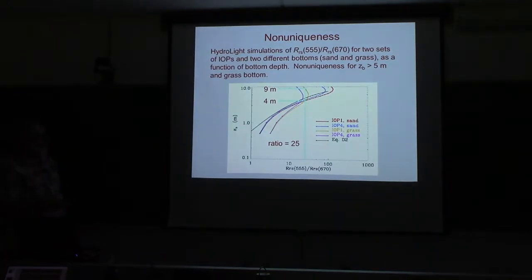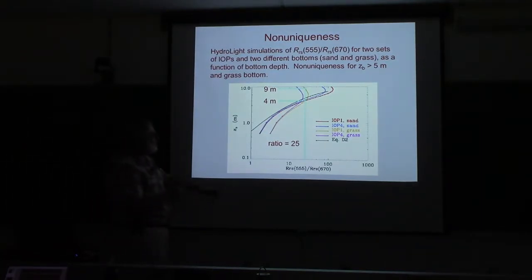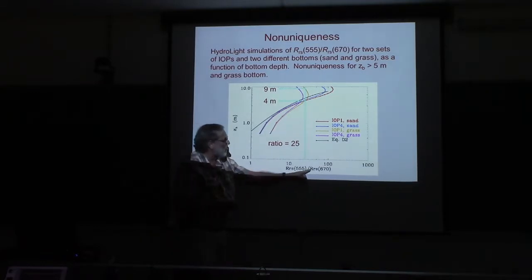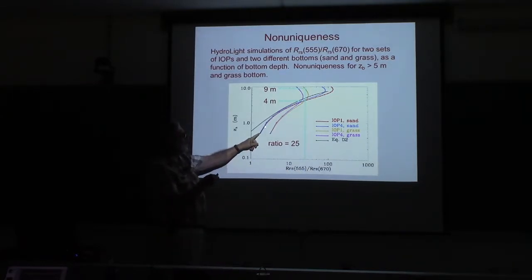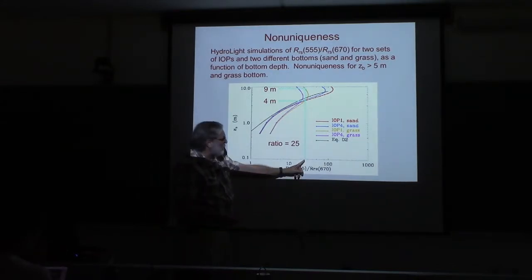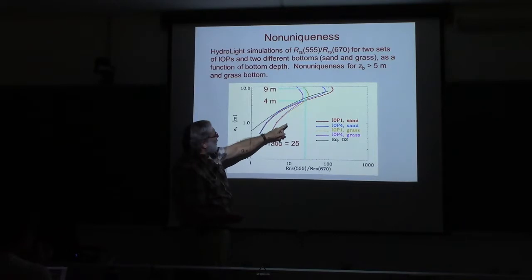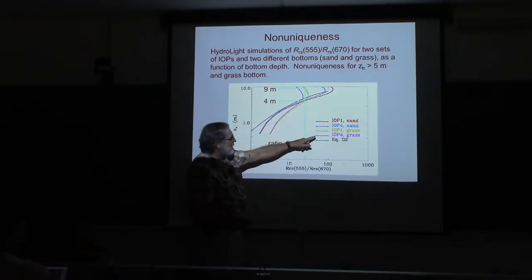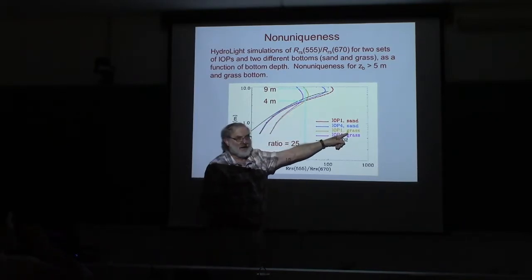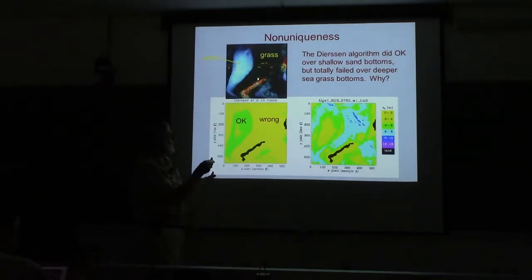Do some Hydrolight runs, and so I've now plotted her ratio. These are curves generated by Hydrolight for a couple of different sets of IOPs and sand bottom and seagrass bottoms, and then here the black line is her equation. So if you pick, say, a ratio of 25, and you come up and look at, let's say, the yellow curve here, which is one set of IOPs and a grass bottom, and that's typical of this water out here where it's a grass bottom.